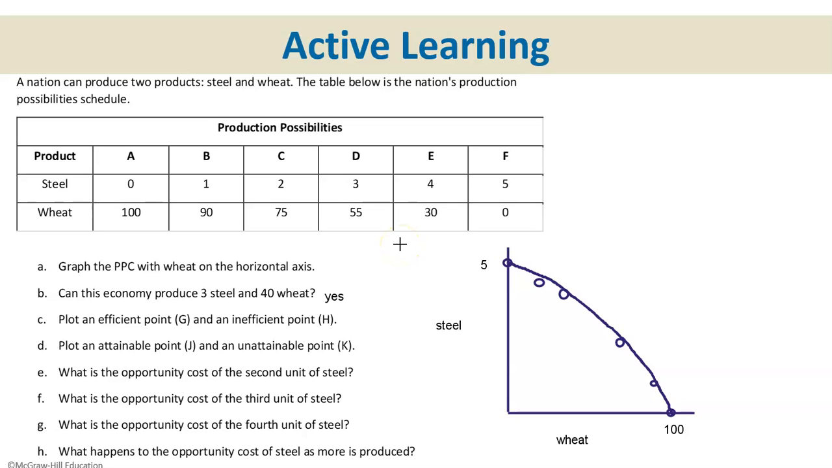Next, you want to plot an efficient point and an inefficient point. So an efficient point would be somewhere on the line, anywhere on the line. Do this. That's an efficient point right there. Then you want to plot an inefficient point. So remember, inefficient means there's some unemployment happening, so not all of my resources are being used. An inefficient point would be somewhere underneath the line.